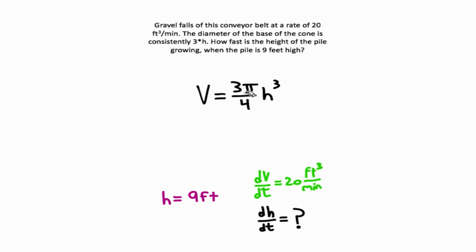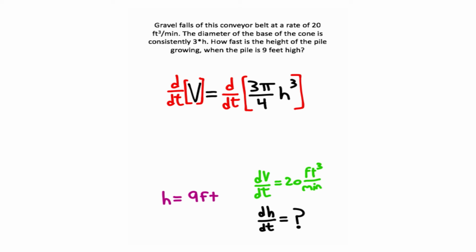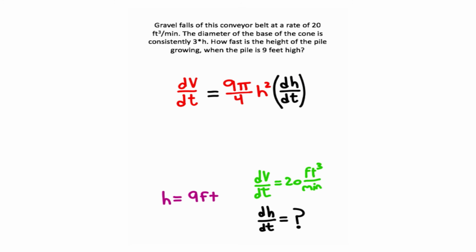So now that I have this equation, notice now if I take the derivative of both sides, I'll end up with dV over dt and dh over dt, which are exactly the two rates that I need. So I'll go ahead and take the derivative of both sides. And if you use the power rule on h cubed, you should get 3h squared, but then you'll need to use the chain rule, which will give you the dh over dt. So if you simplify everything and take the derivative here, you should end up with this equation in total.